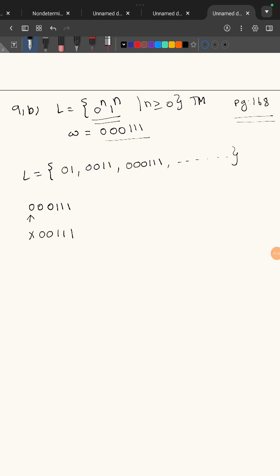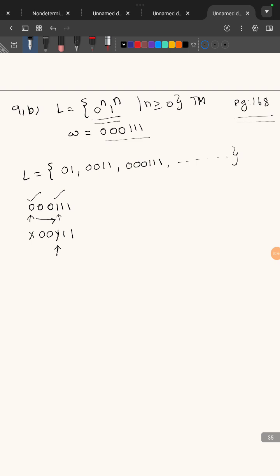After marking the 0 as x, it will traverse towards the right hand side. When it sees the first 1, it will replace the 1 with y. By doing this, it ensures that if I am seeing a 0, I am seeing a 1. Now 0 is replaced as x, 1 is replaced as y, and your read-write head will be present over here.